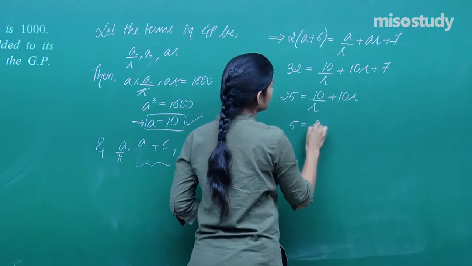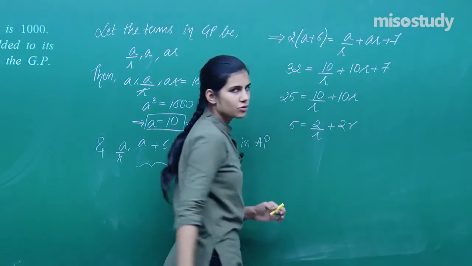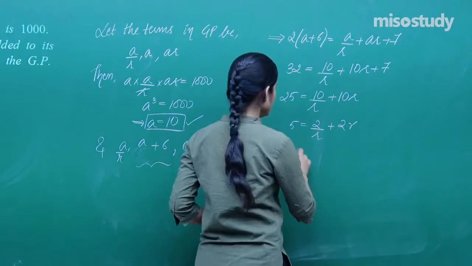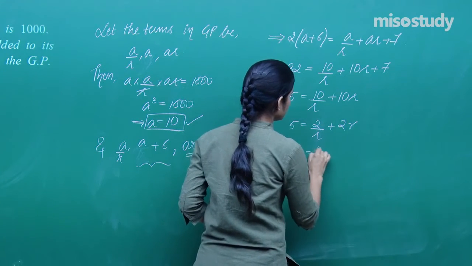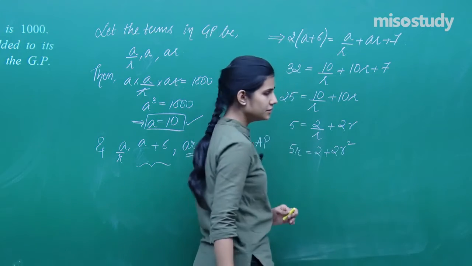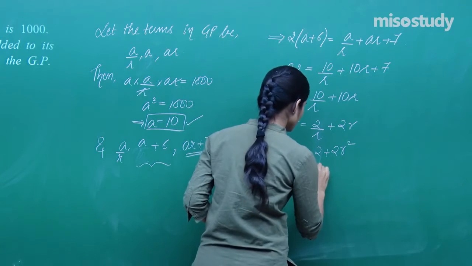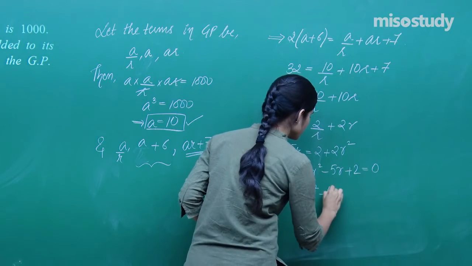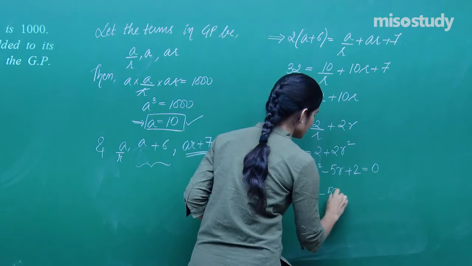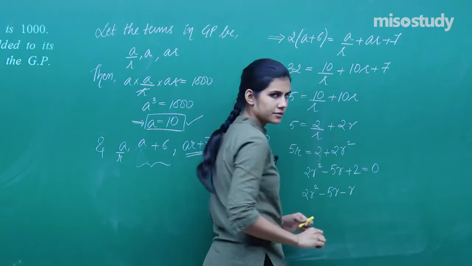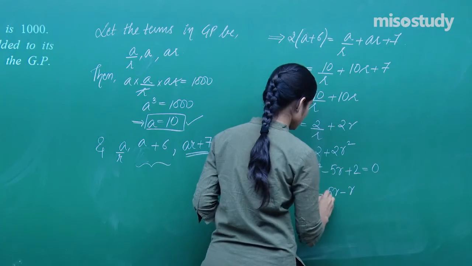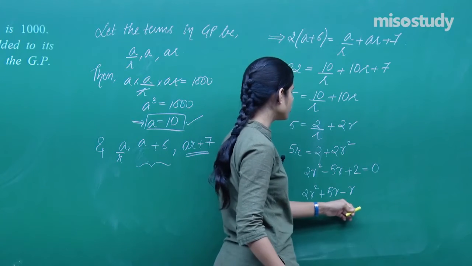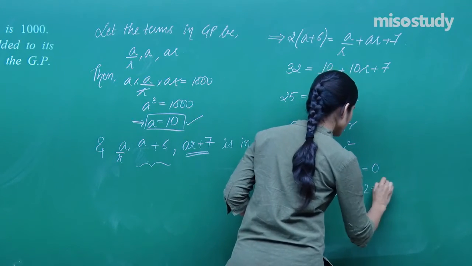32 minus 7 gives you 25 equals 10 by R plus 10R. This gives you 5 equals 2 by R plus 2R. I just took 5 common from the left-hand side and 5 common from the right-hand side. This gives you what? 5R equals 2 plus 2R square. This gives you 2R square minus 5R plus 2 equals 0. I should write it as plus 5R minus R, because 5 minus 1 is 4, and 5 into minus 1 is minus 5, plus 2 equals 0.